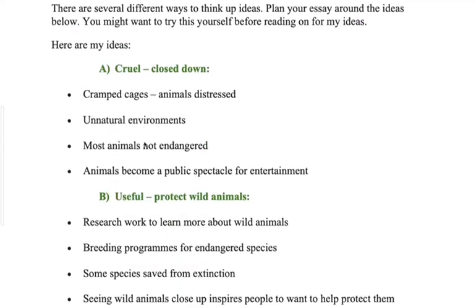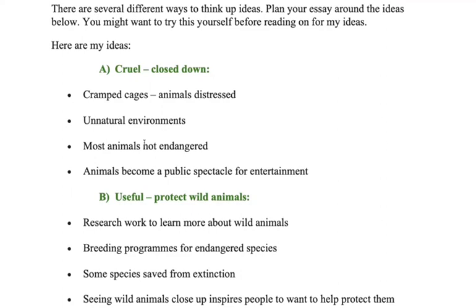So we have here for the topic: cruel, brutal, closed down, crammed cages. When we are talking about crammed, we are talking about confined, like a prison, a place that's not big enough for the people or animals or things in it.